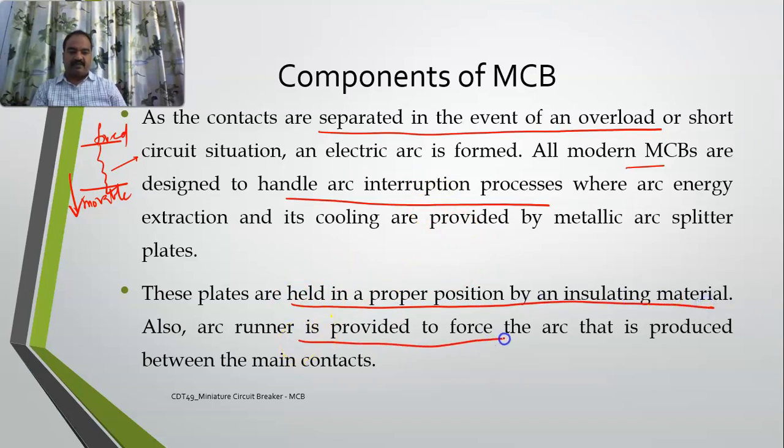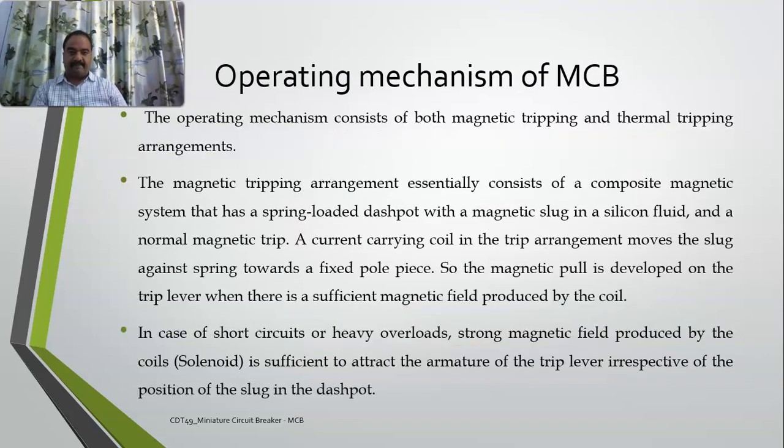Arc runner is provided to force the arc that is produced between the main contacts. This you will understand when you move on to the final year. So how does it work? The tripping of the arc is the most important thing in your MCB. In your fuse it just melts off, so no problem. But here it is to work again, so we should trip the arc very carefully.